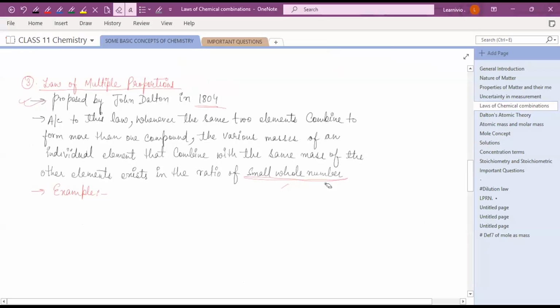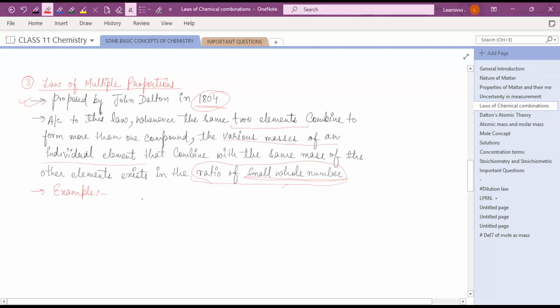Okay, the third law is the law of multiple proportion. The law of multiple proportion was proposed by John Dalton in 1804. According to this law, whenever the same two elements combine to form more than one compound, then various masses of an individual element that combine with the same mass of the other element exist in the ratio of a small whole number. So let's see what it means. Let's consider some example.